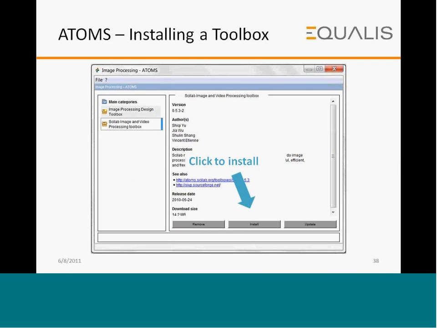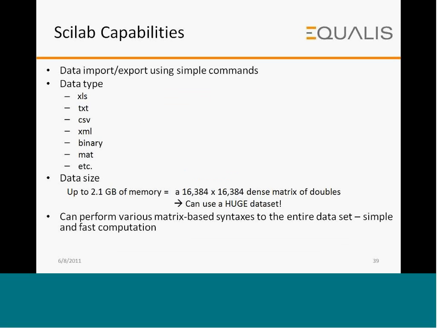So how do I install? Say I want to install the image processing design toolbox, Scilab image and video processing toolbox. I select that and I get this option of installing. I click on the install button and it's done.